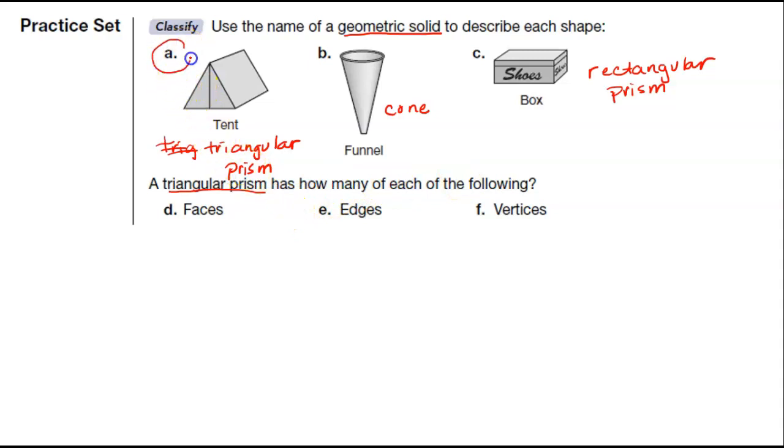So I'm looking at this. How many faces? So it has a front and a back. It has a side, and it has a bottom. So that's 1, 2, 3, 4, 5. So 5 faces. How many edges? So an edge is when two faces come together. So I have 1, 2, 3, 4, 5, 6, 7, 8, 9. I believe I have 9 edges. And vertices is a fancy math word for corner. So I have 1, 2, 3. There's another one in the back. 4, 5, 6 vertices.